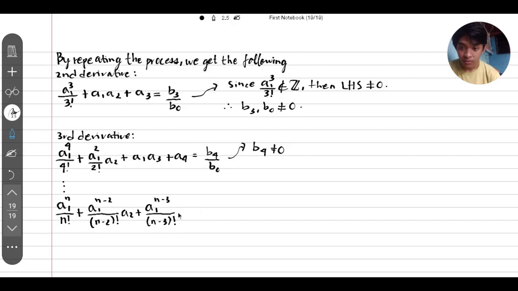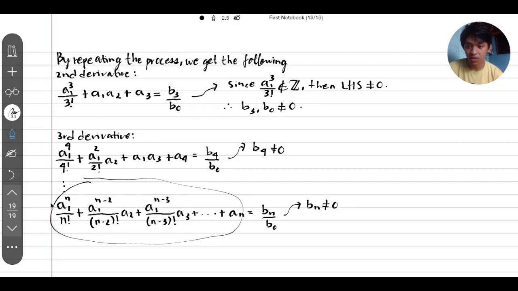And lastly, multiplied by a sub 3, and so on, up until a sub n. This is just equivalent to b sub n all over b sub 0, which implies that b sub n is never going to be zero, it is non-zero. So, using mathematical induction, it is easy to show that this is indeed the pattern that is taking place in this sequence.